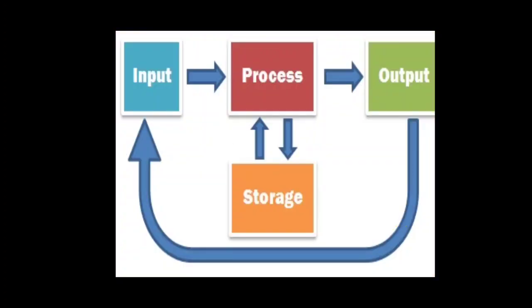As I told you already, computers work in an IPO cycle, that is input, process and output cycle. All computers do this as their main process. The user gives the input, the CPU does the processing work, and finally we get the output as our result. This is called the IPO cycle.